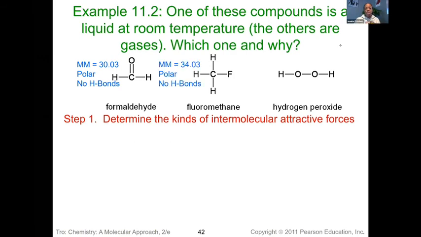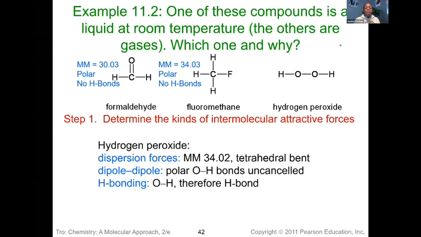Okay. And then hydrogen peroxide, we know would have dispersion because everybody's got them. It would have dipole-dipole interaction because it is polar. But now in this case, we do have the presence of hydrogen bonding. So because we have the presence of hydrogen bonding, that tells us that indeed this would have the highest intermolecular forces, or strongest.